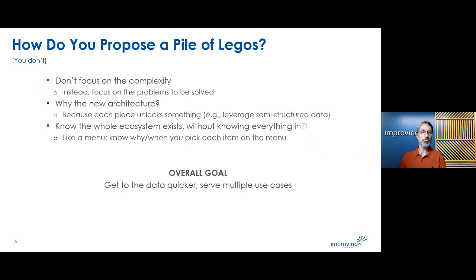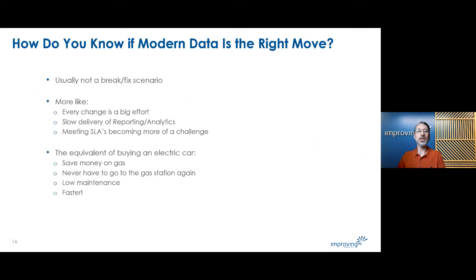Okay, so one question that people will have, how do you know if modern data is the right move? Because to be honest, this is not a break-fix scenario. This is not, things just aren't working for us. Nothing's happening. We need a solution ASAP. Really, it's more like the old parts have become rusty.